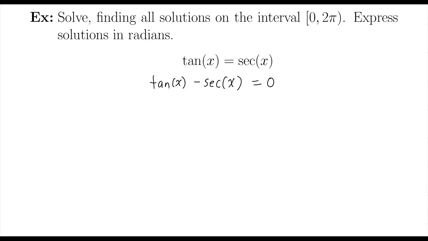Or at least I can rewrite tangent as sine over cosine and secant as 1 over cosine. They have a common denominator, so what I'm going to do is eliminate the denominator by multiplying both sides by cosine. Now you have to be careful with this.